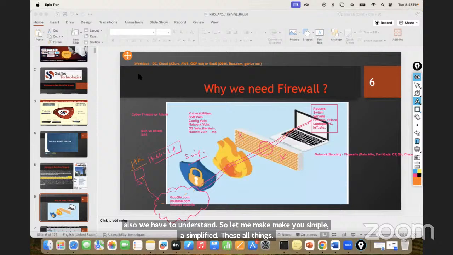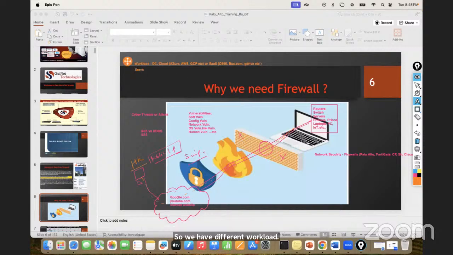So we have different workloads, and we have users who are working from home. That's the most popular. Work from office, and work from anywhere, right? Anywhere means they are working from anywhere. So what scenario is going to come into the picture? Let's discuss one by one how each scenario is going to go.